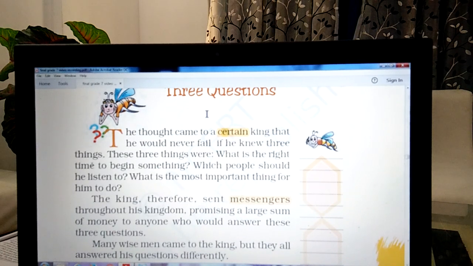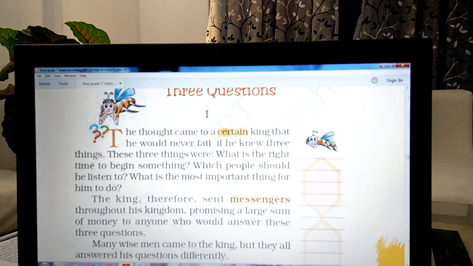Three Questions. The thought came to a certain king. Children, I have highlighted a few words here because I want you to use these words when you summarize the story in your own words. So you have to use some words from the story itself. The thought came to a certain king that he would never fail if he knew three things. Amazing. What are the three things that the king wants to know to be a successful ruler?